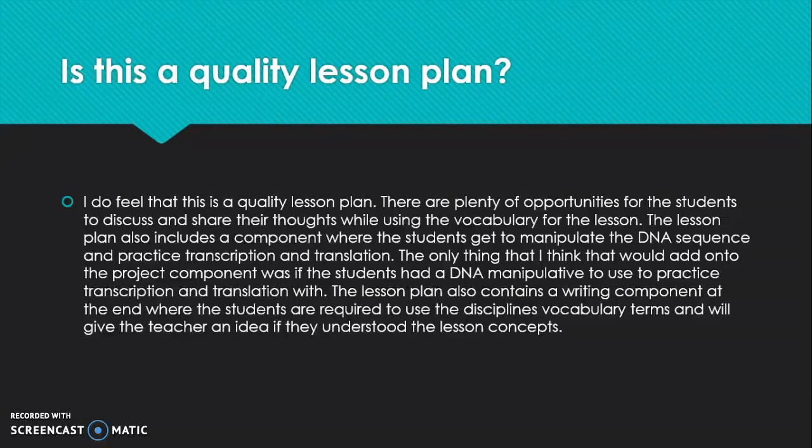The lesson plan also contains a writing component at the end where the students are required to use the discipline's vocabulary terms and will give the teacher an idea if they understood the lesson concept. Overall, I think this was a very effective lesson.